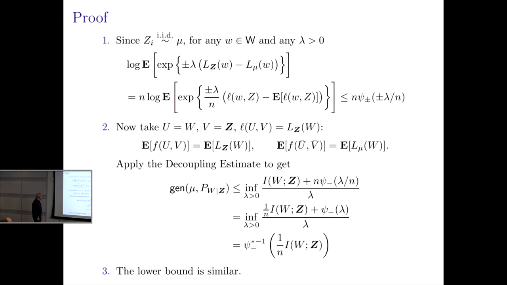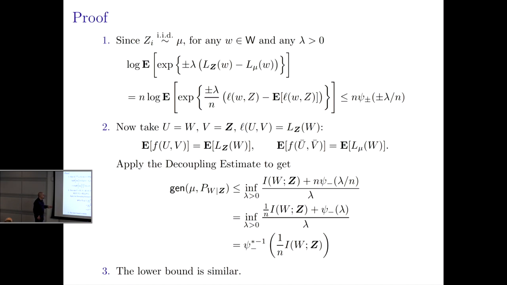So the proof is ridiculously simple. Once you have the decoupling estimate, the Z_i are IID, right? And because they're IID, and this is, by the way, why it's nice to deal with these moment-generating functions, you have an exponential, and L_Z is an average of a bunch of things. Because it's an average, it's exponential of a sum. And for a fixed W, the Z_i are independent, and because they're independent, expectation of a product of exponentials is product of expectations. So then we take the log and you end up with this n, and one over n ends up here because of independence and identical distributedness, and then the upper bound just kicks in. So n psi plus or minus, evaluated at plus or minus lambda over n.